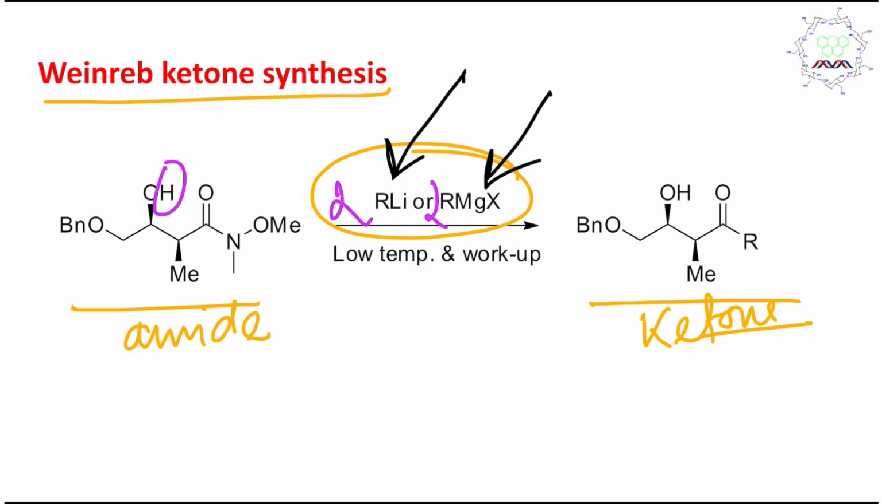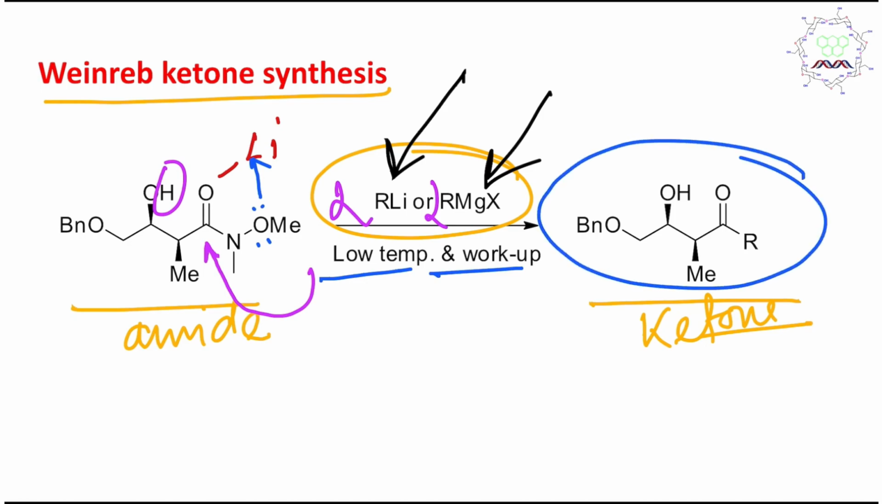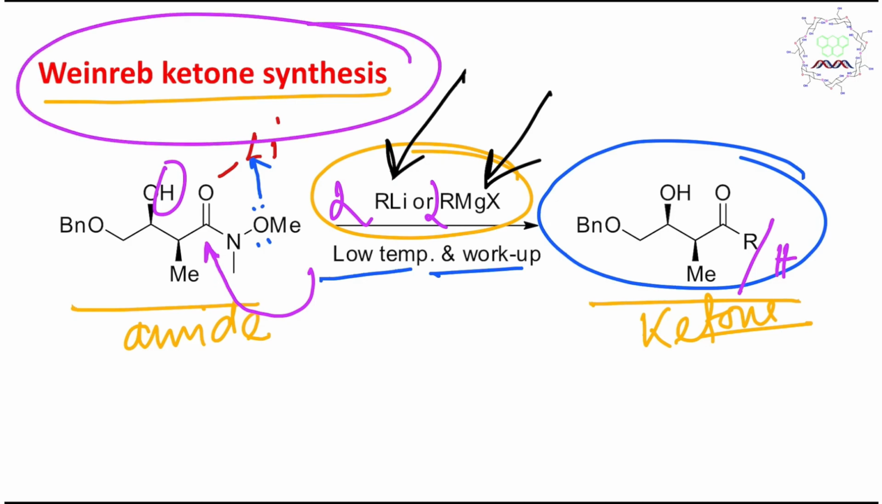Why? Because one additional polar hydrogen is there, so that will consume one equivalent of organometallic reagent, and the second equivalent is responsible for attack here. Ultimately the intermediate produced, for example lithium or magnesium, whatever you can say, is stabilized because of this chelation from this oxygen side, and at low temperature workup, getting the ketone is possible. Not only that, if you use any hydride source, for example lithium aluminium hydride, then in the place of R there will be hydrogen, means this reaction can result in aldehyde. So that is the uniqueness of this Weinreb synthesis method.